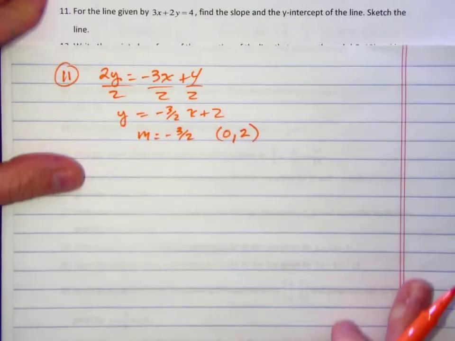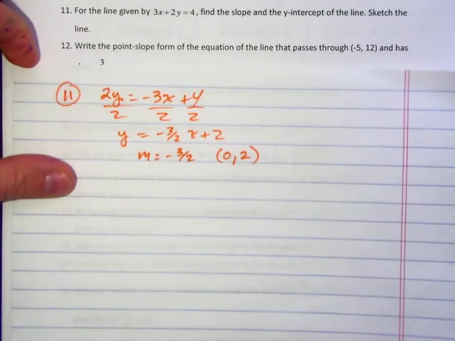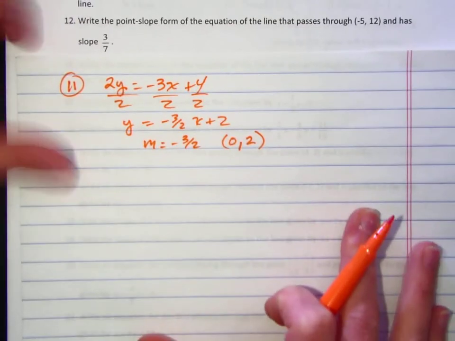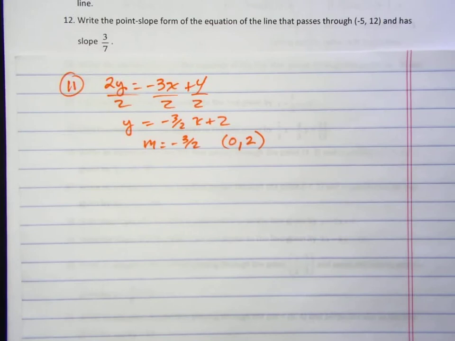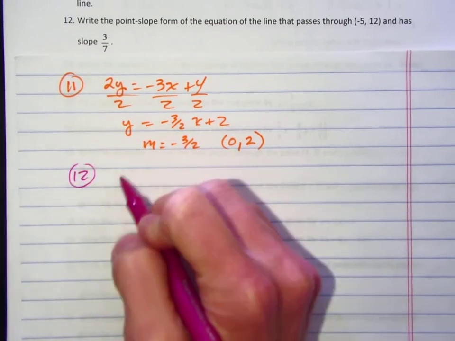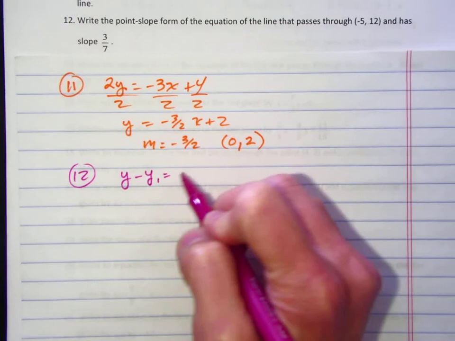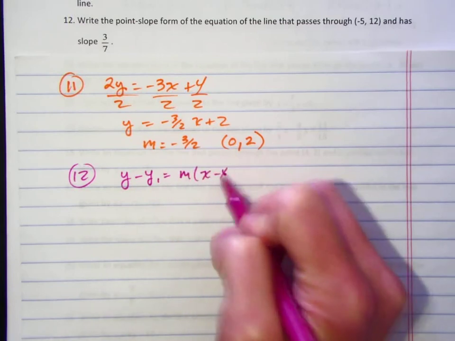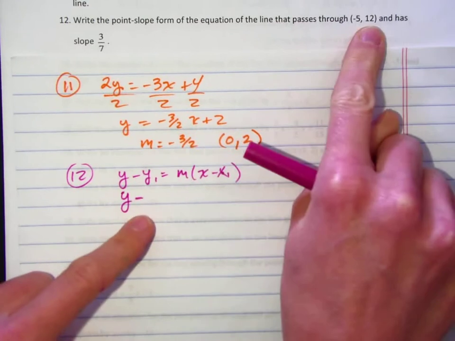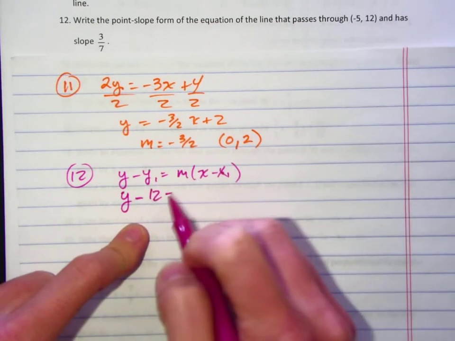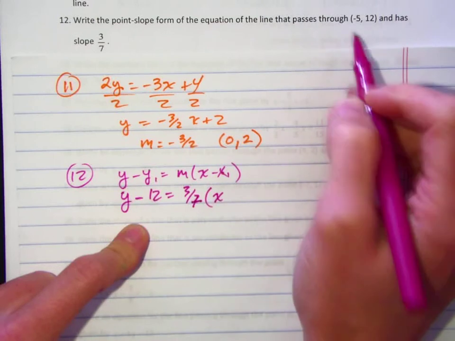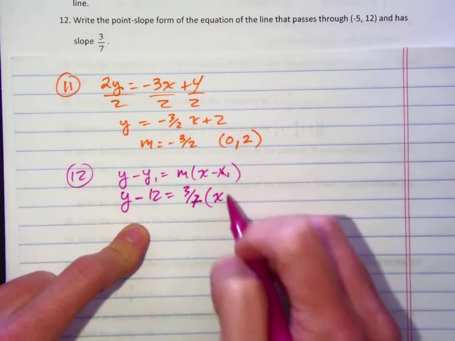So then for number 12, we need to write in point slope the line that passes through this point and has a slope. So point slope form, if you don't remember, is y minus y1 equals m times x minus x1. So we get y minus the y value, which is 12, equals 3/7, and then x minus negative 5, which is x plus 5.